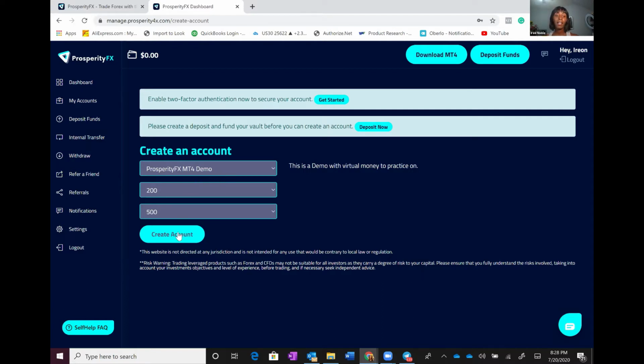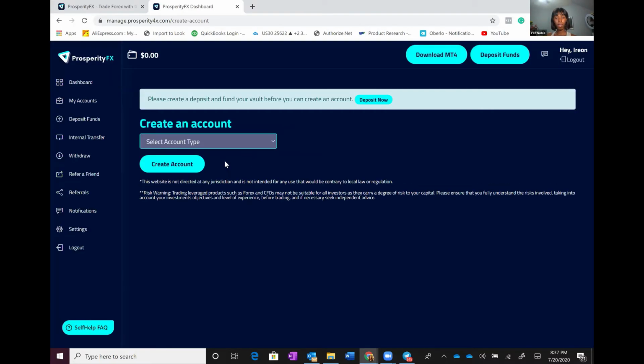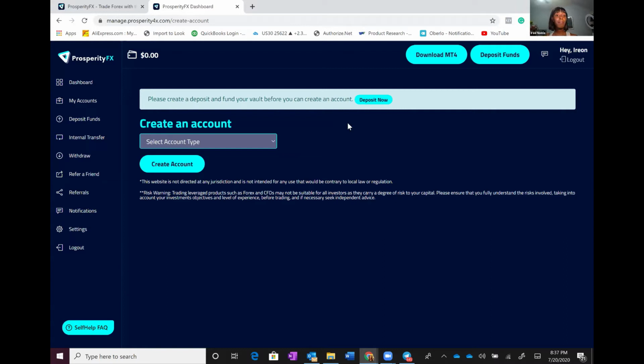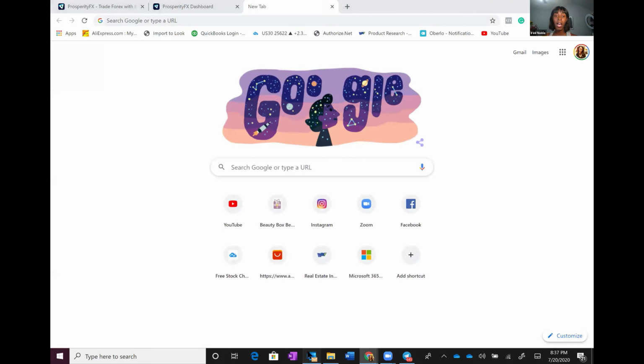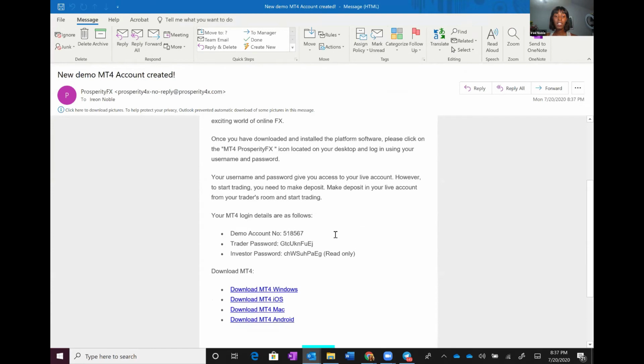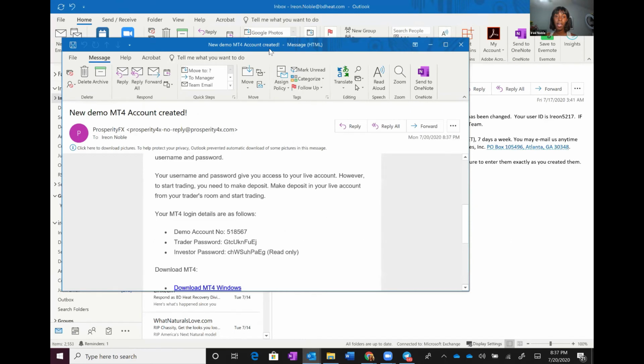Okay, all right. So now we're going to create an account. All right, so you got an email, y'all see. So the most important thing is that email. So I'm going to go to my email, and this is it. Now you see these numbers right here on this email. It has demo account number, trader password, and investor password. That's very important. So I'm gonna put that to the side, right?